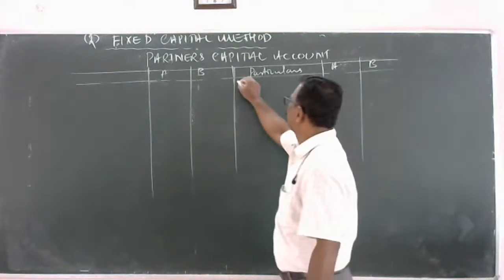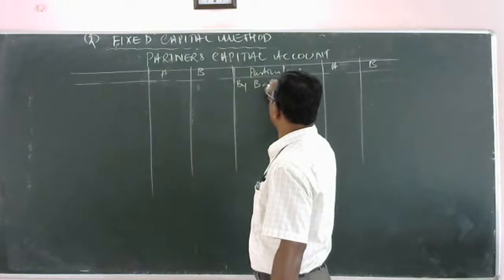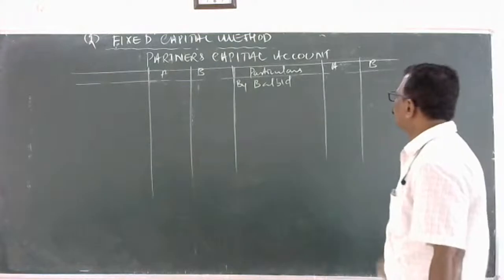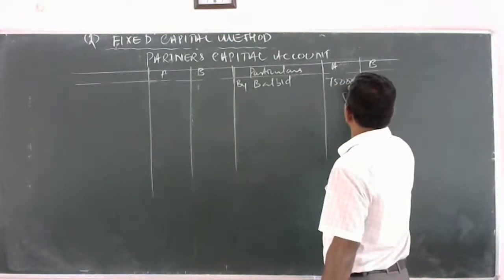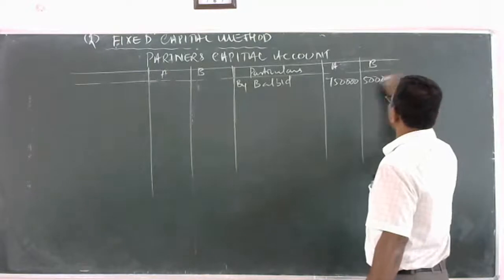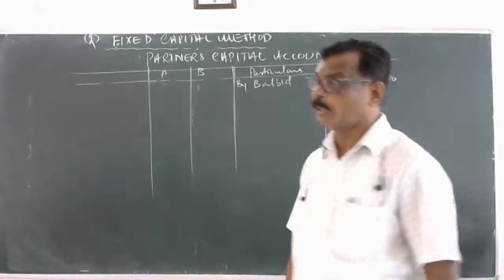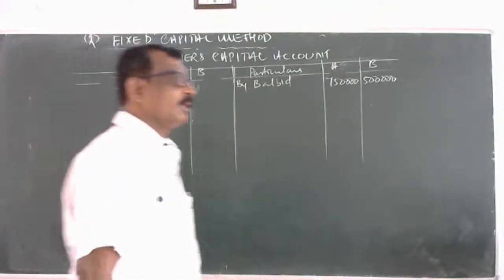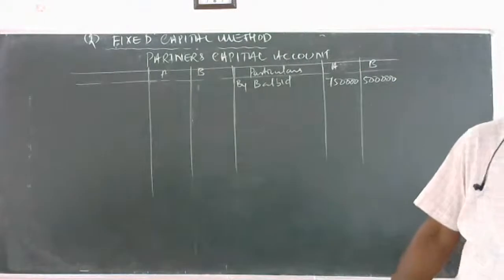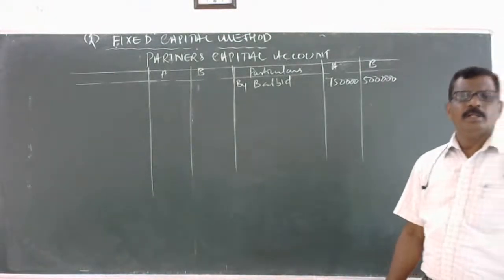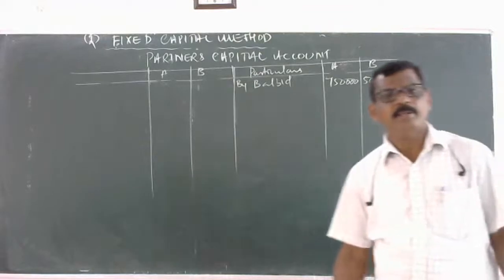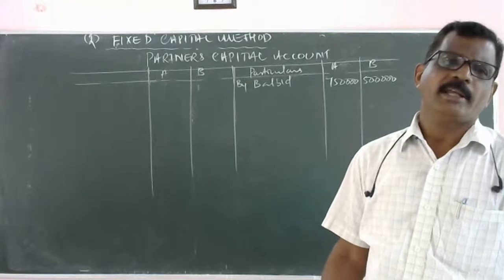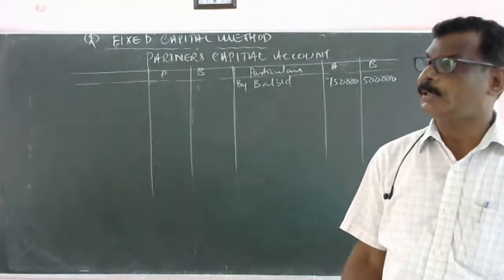Right? Therefore, in the fixed capital system, first you have to credit the opening balance of capital. Opening balance of capital is 7,50,000 and 5 lakhs. The opening balance is credited to partners capital account. Additional capital, if there is any, is credited to partners capital account. Capital withdrawals, if there is any, is debited to partners capital account.